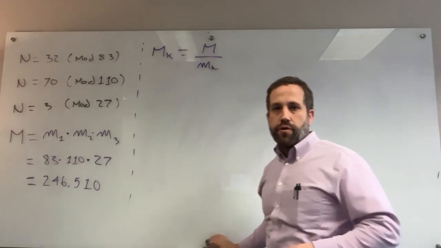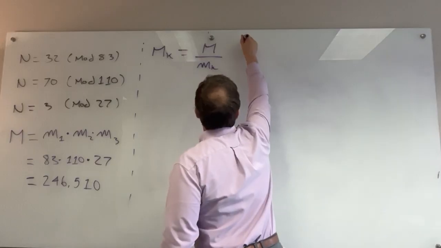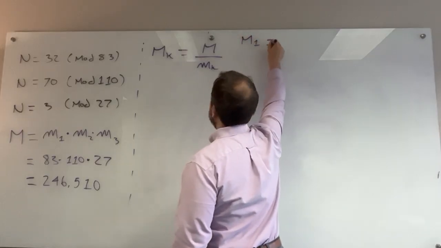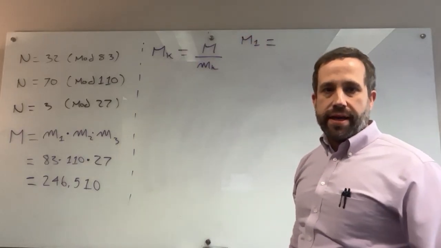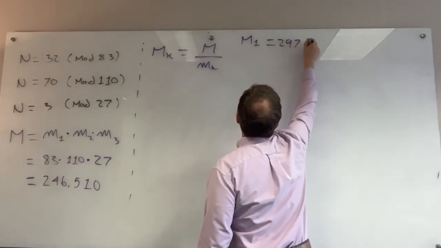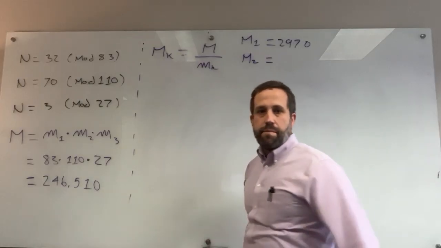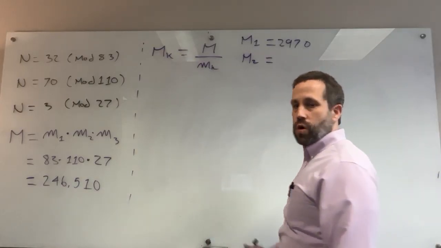Okay, and I've actually computed these. Big M1 is 2970. Big M2 is 2241.